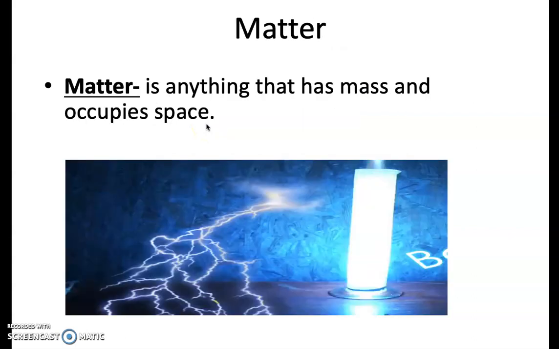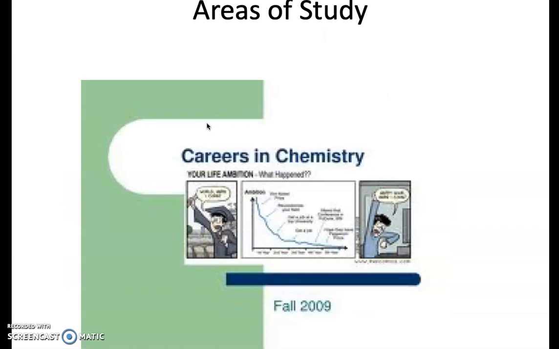Okay? Matter is anything that has mass and takes up space, except for heat and light. Those are directly related to matter, but they are not matter. They do not take up space, okay? And you cannot put them in a jar and store them. Heat and light cannot be stored in a jar, so therefore it's not going to be considered matter. So think about that.